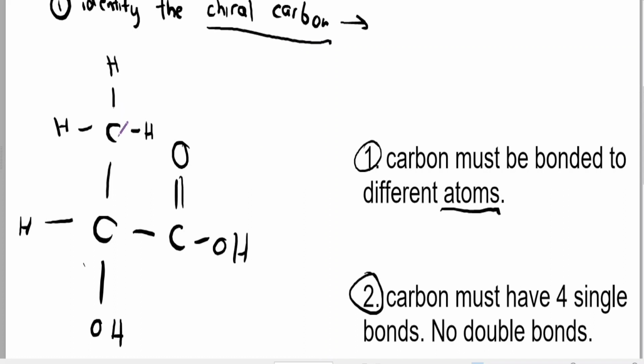So I can already cancel this out because it's not a chiral carbon. I'm only left with these two, and you can see that this carbon right here has a double bond with oxygen. So this carbon doesn't obey the second rule, and the only carbon I'm left with is this carbon. Therefore, the center carbon is a chiral carbon. And if a chiral carbon exists in a compound, then I can use that chiral carbon to make optical isomers.